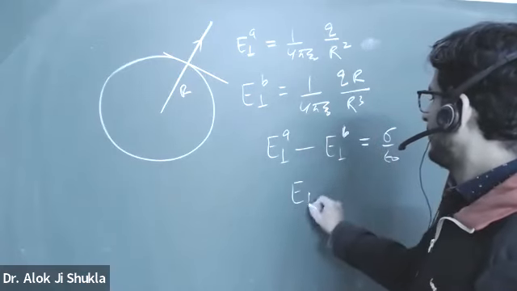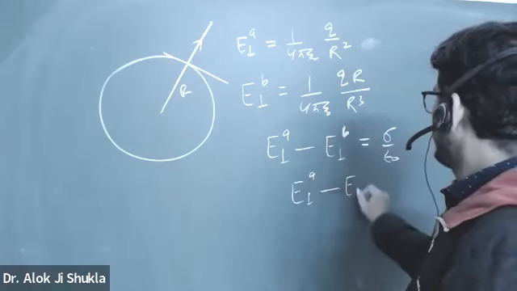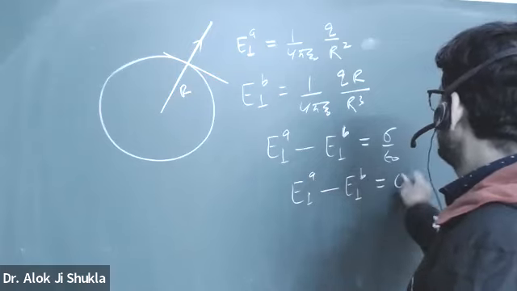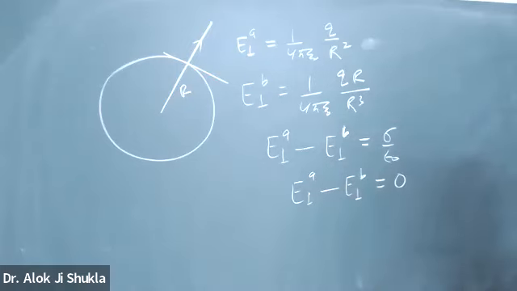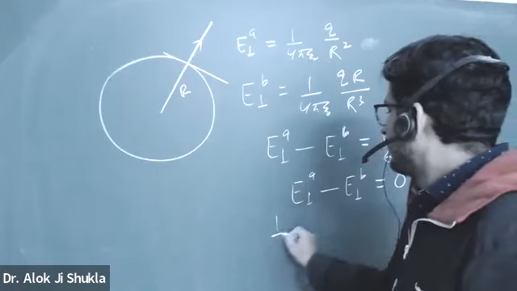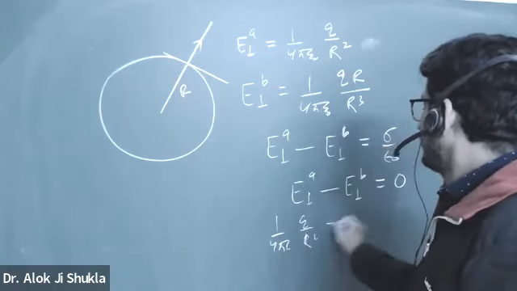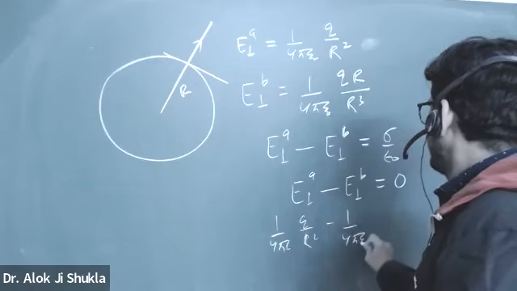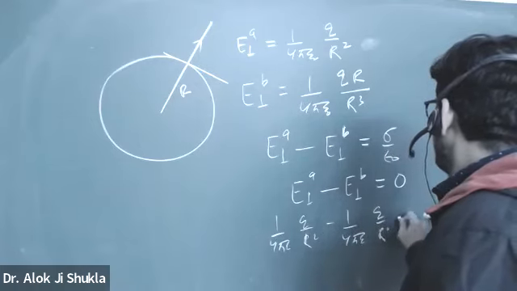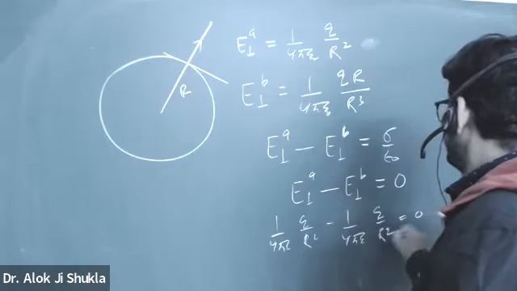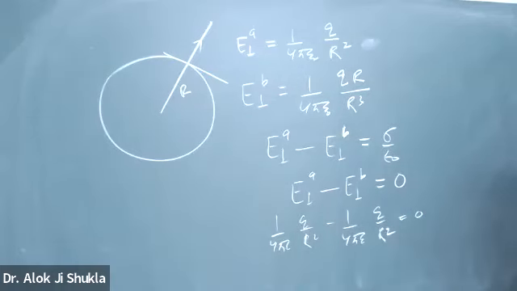So E perpendicular above minus E perpendicular below, because there is no sigma here, that's why it is 0. Now check here: 1 by 4 pi epsilon naught q by r square minus 1 by 4 pi epsilon naught q by r square is equal to 0. Did it come or not?